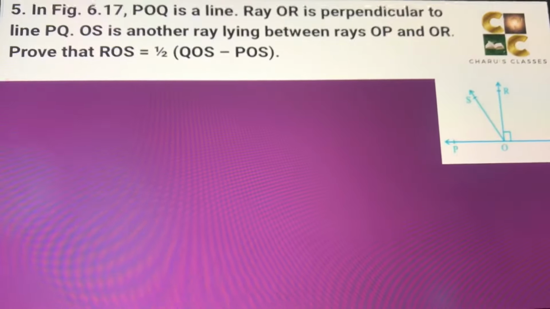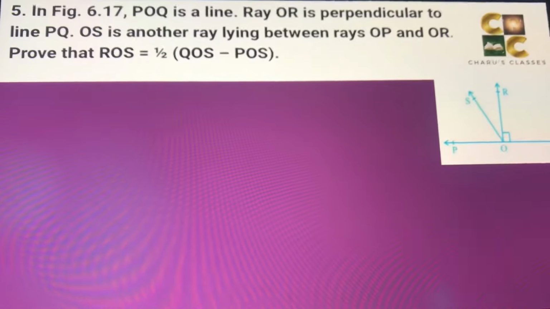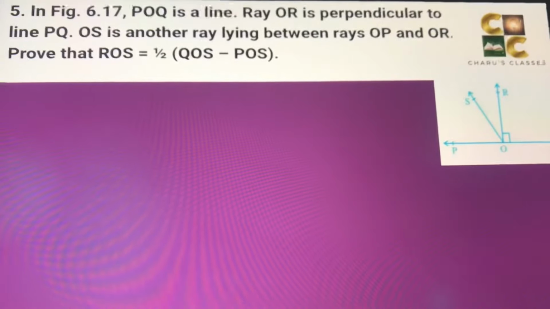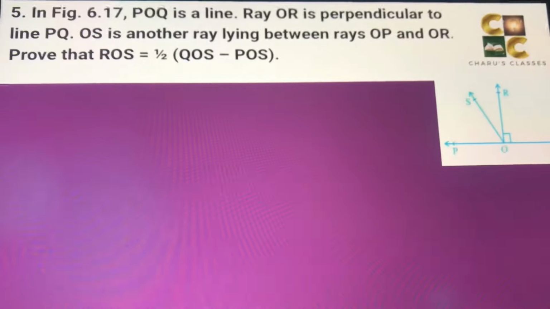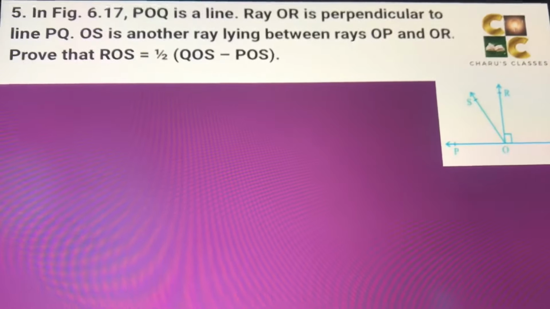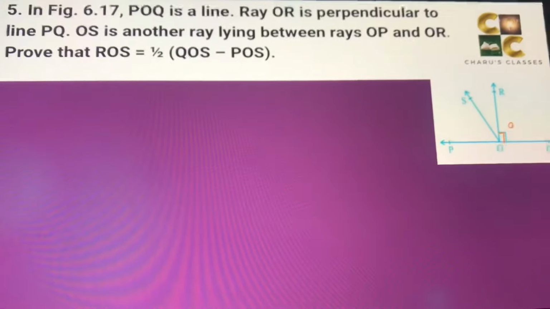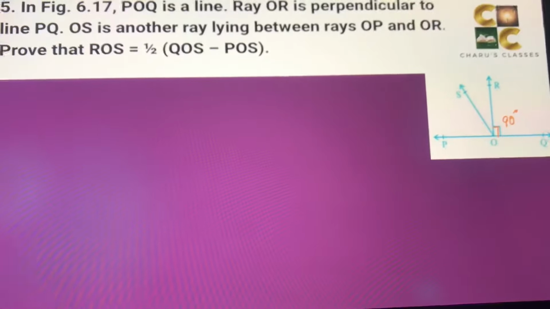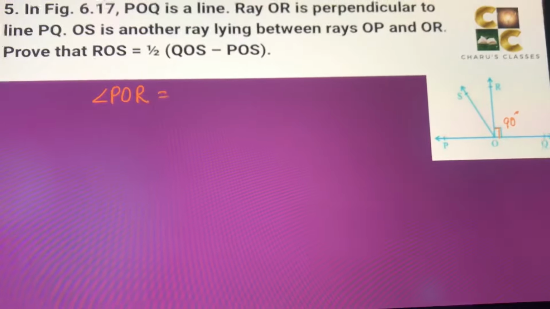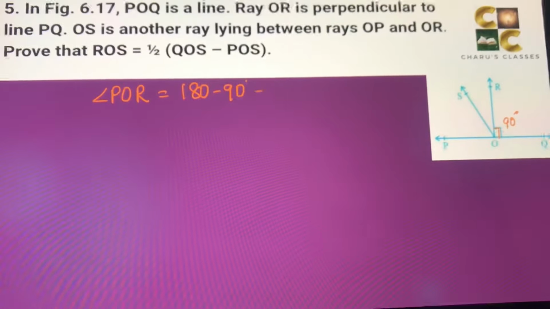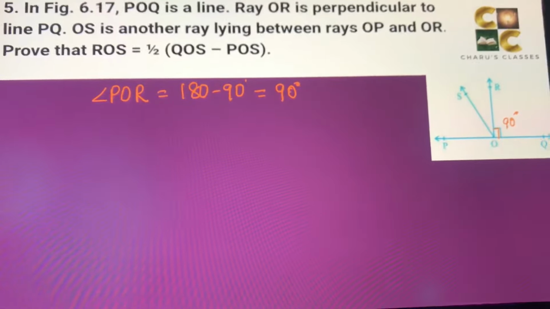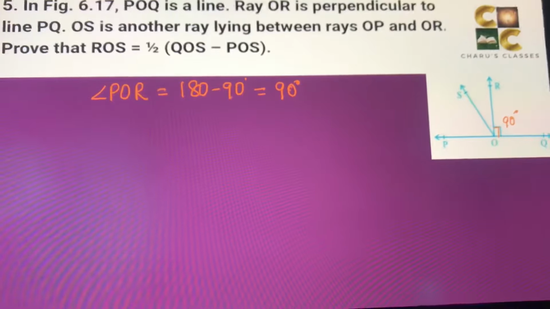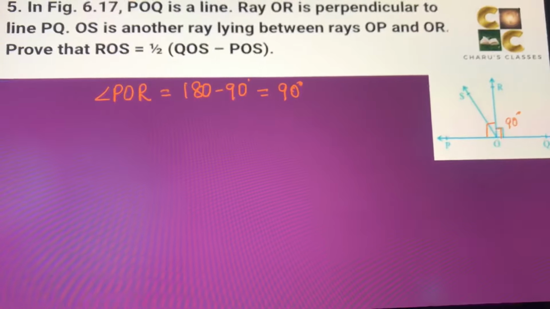Question number 5. In figure 6.17, POQ is a line. Ray OR is perpendicular to line PQ. OS is another ray lying between the rays OP and OR. Prove that angle ROS is half of QOS minus POS. Now this angle is already given to us as 90 degrees. So I can write that angle POR will be equal to 180 minus 90 degrees, which is also 90 degrees, because the sum of angle POR plus ROQ should be 180 degrees. It's a linear pair.